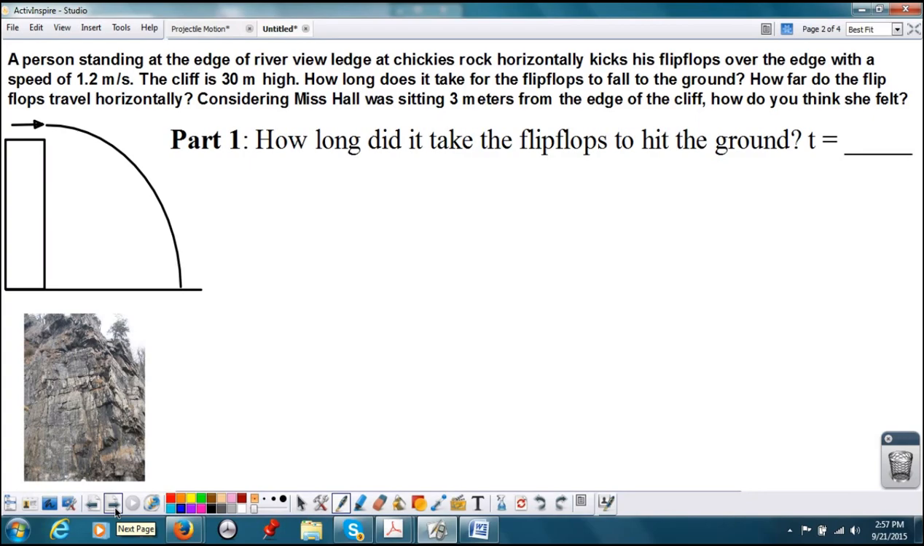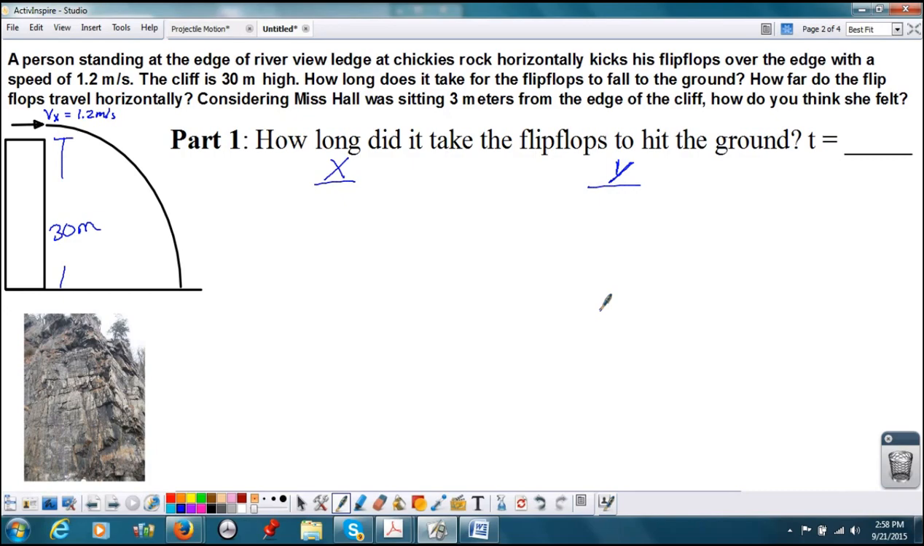Well, the first thing I'm going to do is write down my givens. So we knew that this was 30 meters. We knew that the velocity up here was only in the x direction, and it was 1.2 meters per second. I'm going to write down my givens, and when I do that, I'm going to write them down in two columns, an x column and a y column for the x and the y directions. So an x column and a y column.